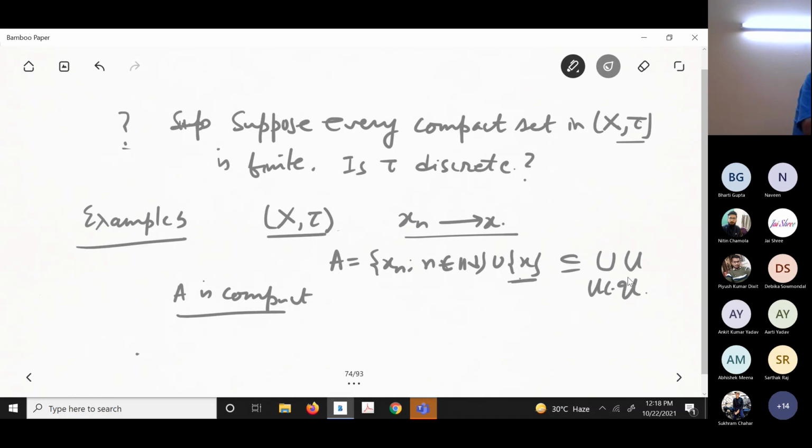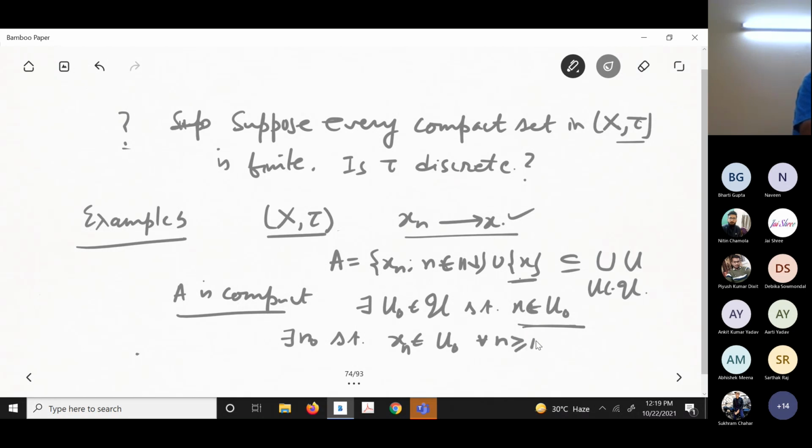Then this X will be somewhere here. So there exists U naught belonging to U such that X belongs to U naught. Now, by the definition of the convergence of a sequence, there exist only finitely many members of the sequence outside U naught. So there exists N naught such that X_n belongs to U naught for all n greater than or equal to N naught.